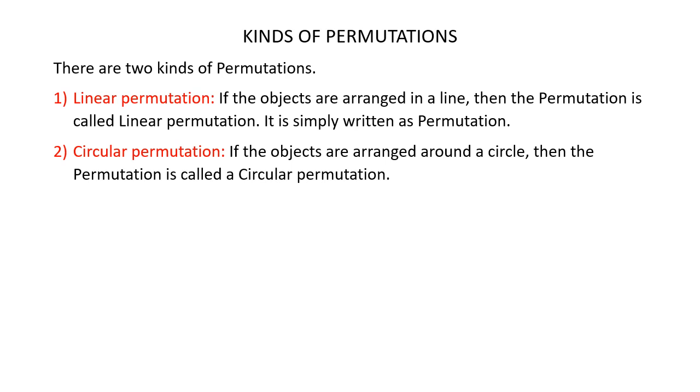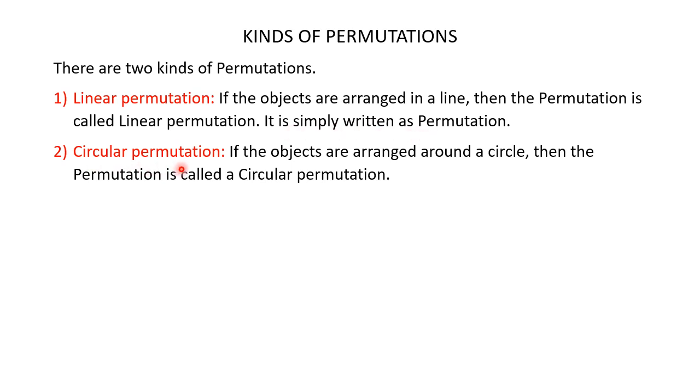Let's now understand the kinds of permutations. There are two kinds of permutations, linear permutation and circular permutation. Let's understand the meaning of these two. Linear permutation: if the objects are arranged in a line, then the permutation is called linear permutation. It is simply written as permutation.